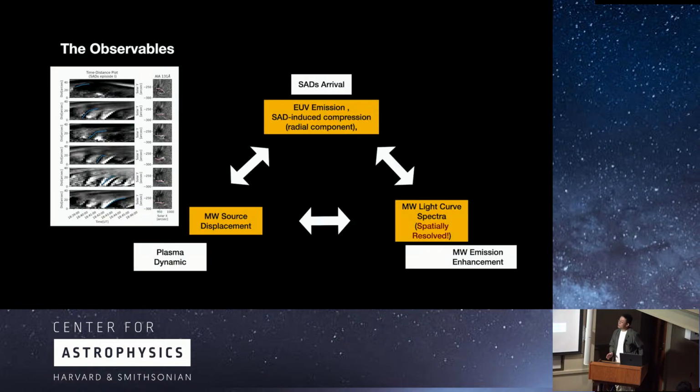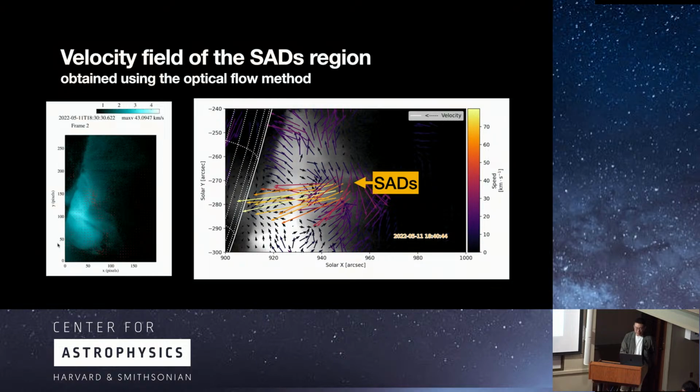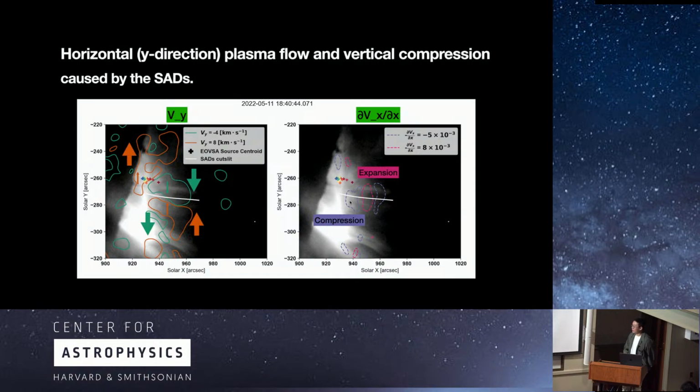In this study, we are going to relate three things. The first thing is the arrival of the SADs. The second thing is the plasma dynamics. And the third thing is the microwave emission enhancement. So we select three observables for these three things. The first one is the arrival of the SADs. In this figure, we show the velocity field of the SADs. We can use this to show the arrival of the SADs, because the SADs will cause compression in front of them. So we can select a certain region and measure the compression caused by the SADs to represent the arrival of the SADs.